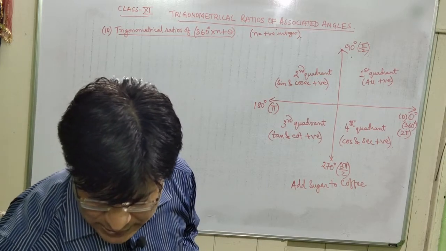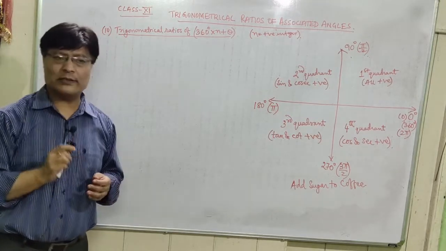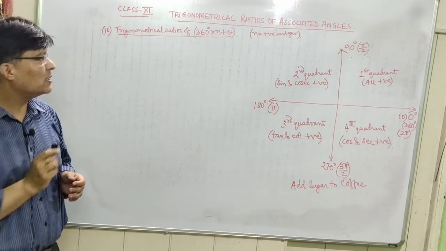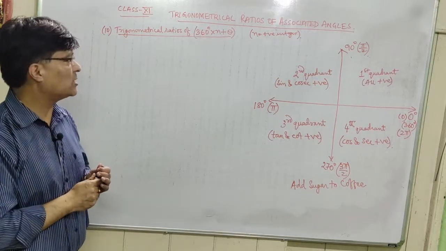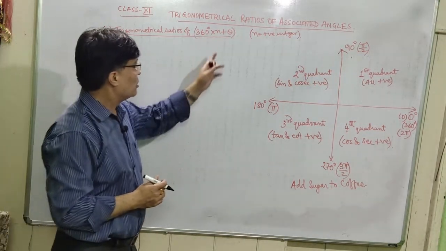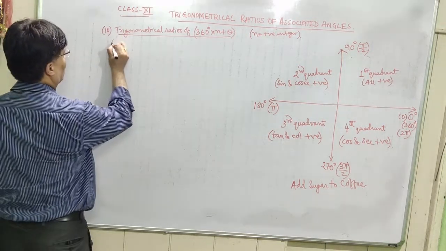Now in this case, first of all, you should know in which quadrant this angle lies, that is, in which quadrant the angle 360 degree into n plus theta lies. Suppose you put n is equal to 1. So let us write down the trigonometrical ratios now.